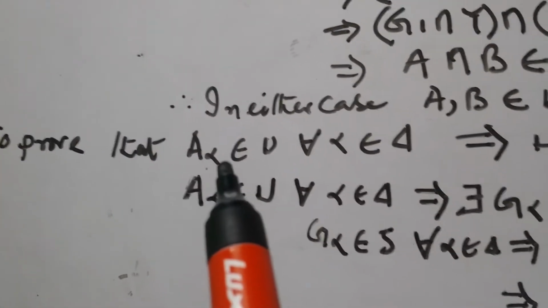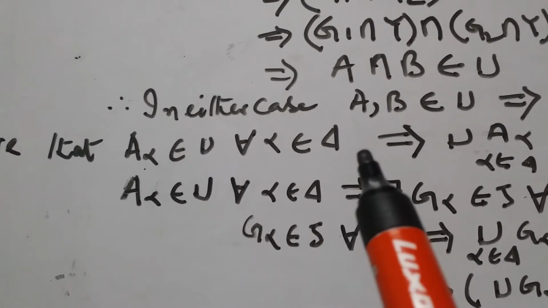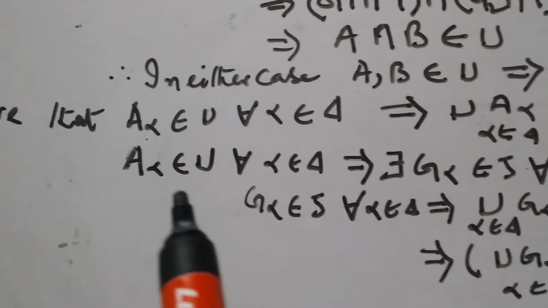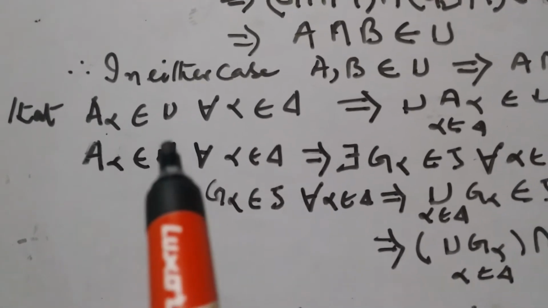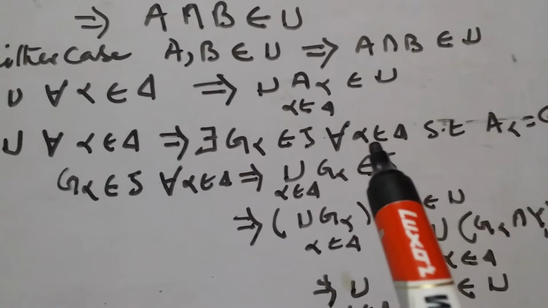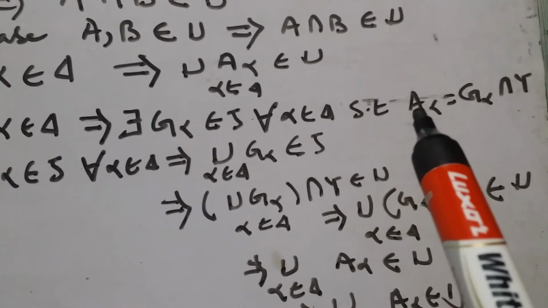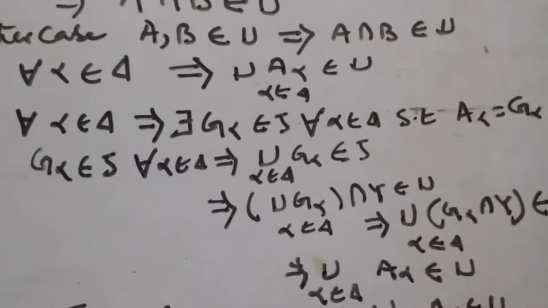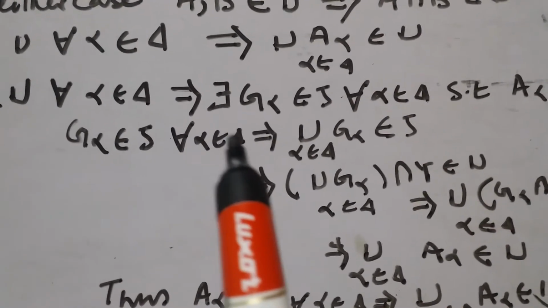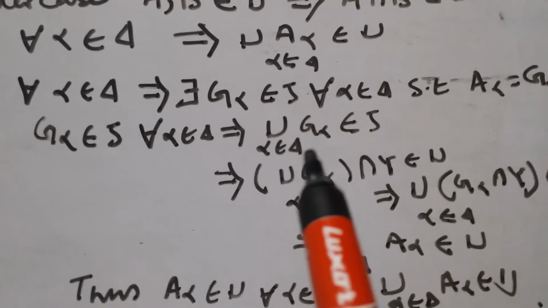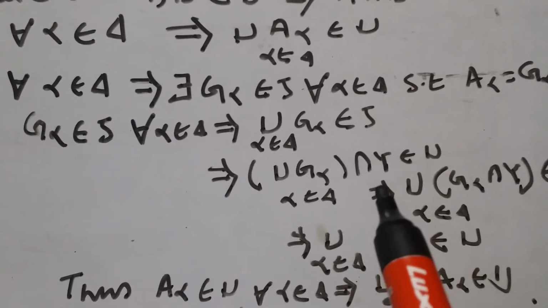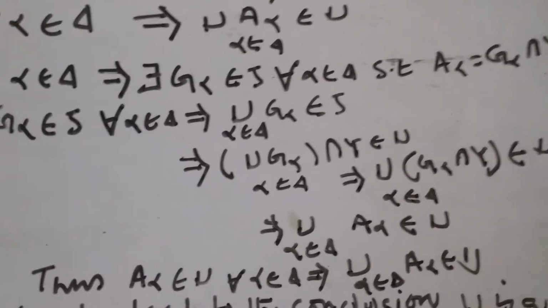Now to prove that if A alpha belongs to U, alpha belongs to the index set delta, then the union of A alpha belongs to U. Now A alpha belongs to U, so for all alpha there exists G alpha belongs to tau such that A alpha is equal to G alpha intersection Y. G alpha belongs to tau for all alpha, so the union of G alpha belongs to tau, then their union intersection Y belongs to U. That is the condition of U.